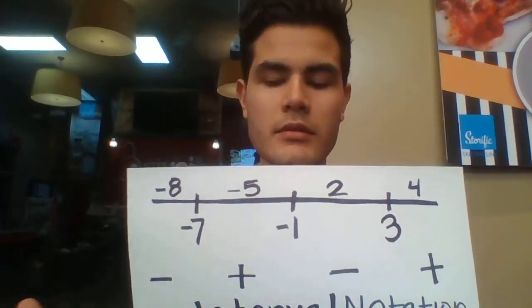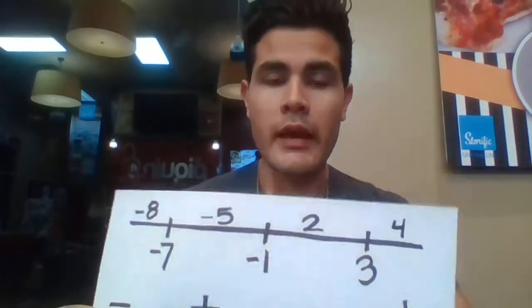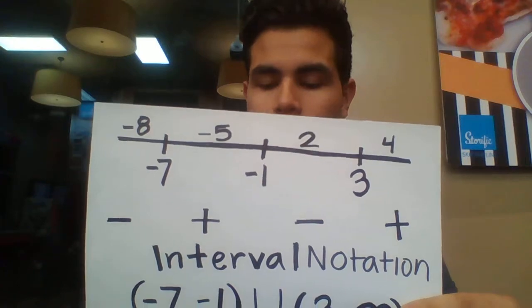So you're saying, why does this matter? So in this equation, it tells you it has to be greater than 0. So we're looking for positive values. And so that's how we're going to know what's going to be in our set notation.